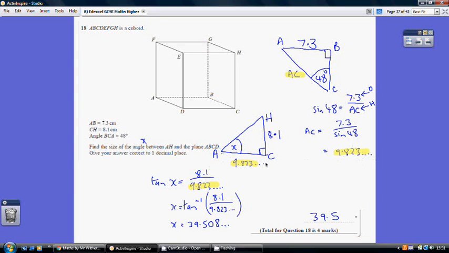So I can now go back to my original triangle and work out the angle X, the angle I need. So this time using tan, I can say tan X equals my opposite side of 8.1 divided by my adjacent side of 9.823... So X equals inverse tan of 8.1 divided by 9.823... So X equals 39.508, which rounds to 39.5 to 1 decimal place.